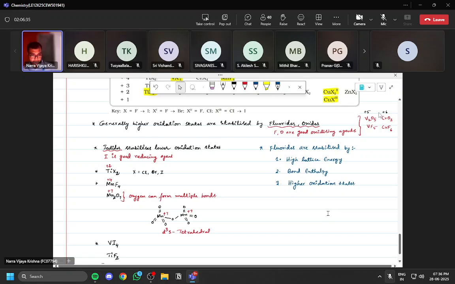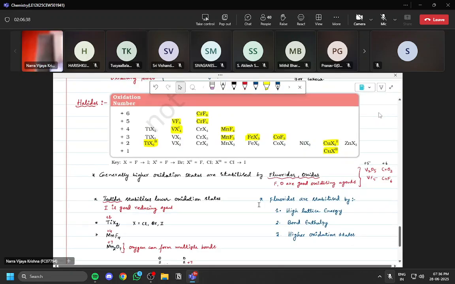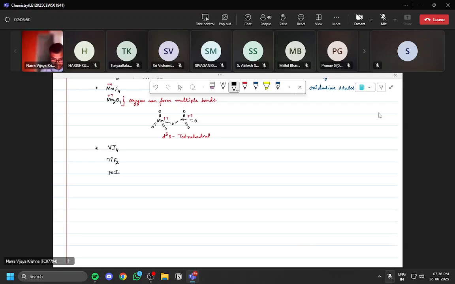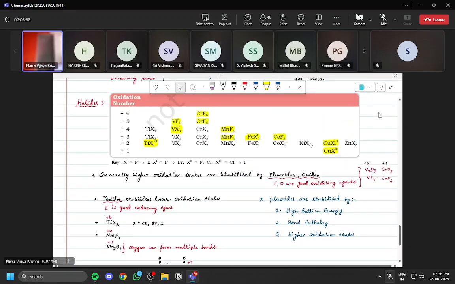After that, observe this FeX3. Here also one. What is that one? So FeI3 doesn't exist. Iodide is a reducing agent, but iron +3 is a higher oxidation state. Then CuX2. What is that X2? No bromine, iodine. Means CuBr2, CuI2. So I'm writing that point.